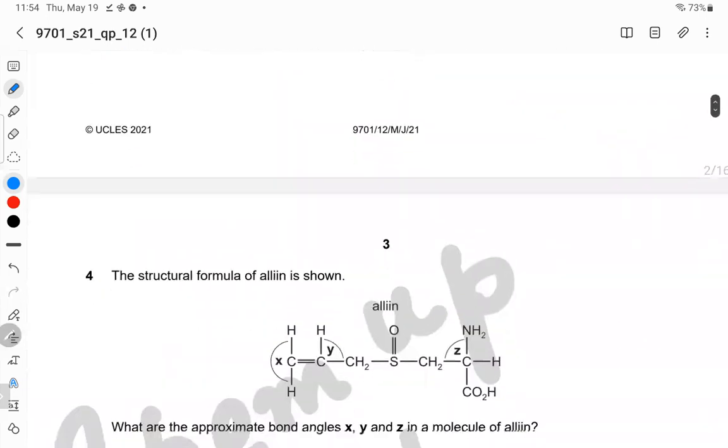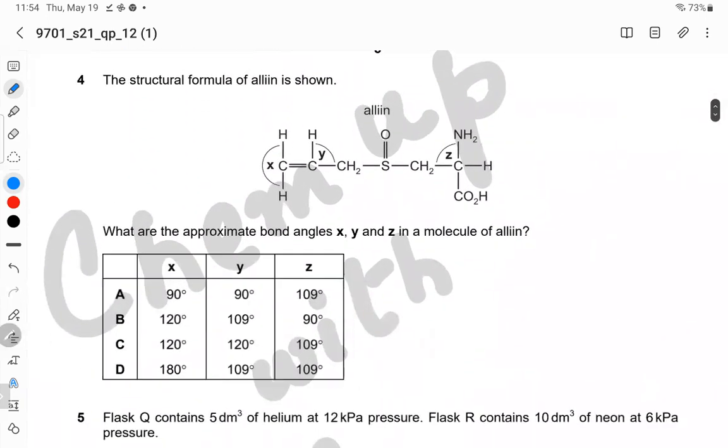Okay. Question number 4. The structural formula of allene is shown. What are the approximate bond angles X, Y, and Z in a molecule of allene?